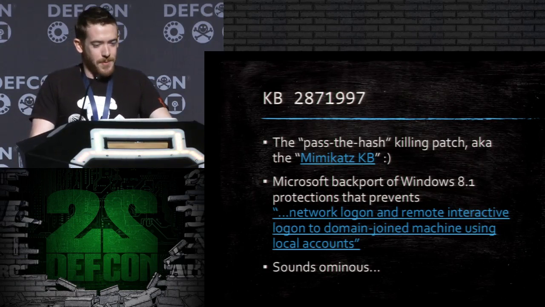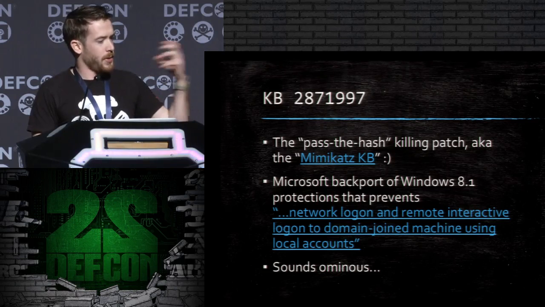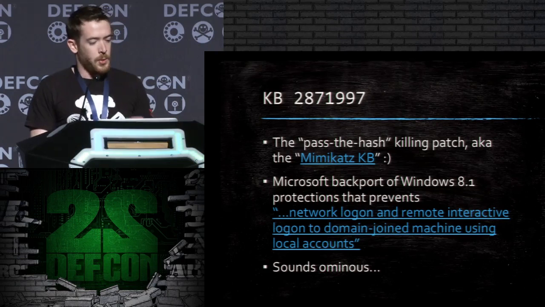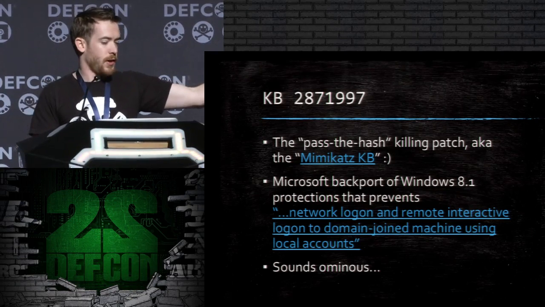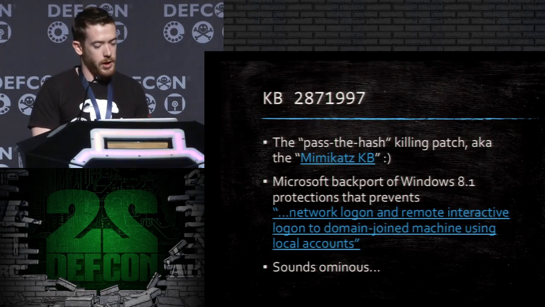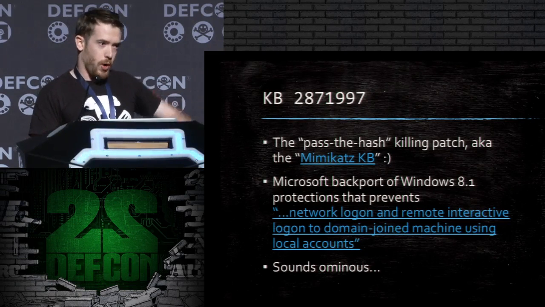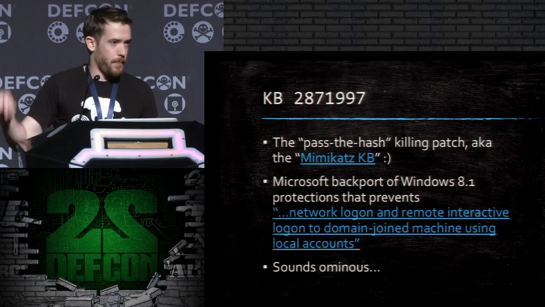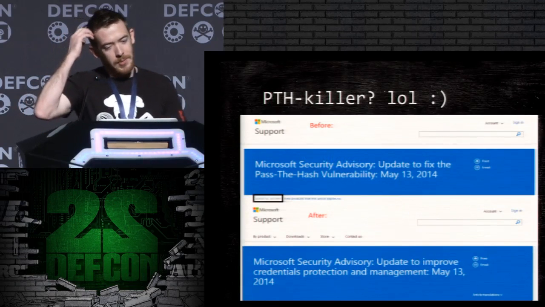It's a Microsoft backport of a lot of Windows 8.1 security protections. It does some stuff that makes it a little more difficult to pull creds out of LSASS. But the thing we care about in this context is it contains this line that says this patch prevents network logon and remote interactive logon to domain joined machines using local accounts. The reason this sounds ominous is because that's how you almost always spread laterally on a pen test. You dump local admin hashes, you scan where they work, you pop all your boxes, you find your high value users.